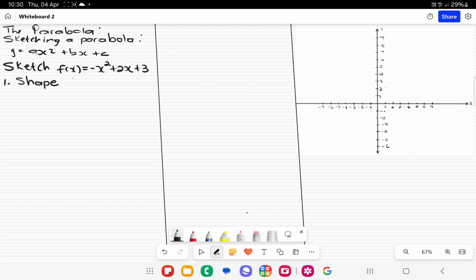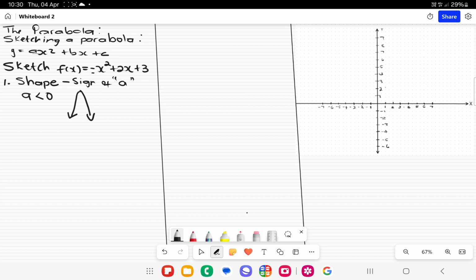How do I determine the shape? I look at the sign of A, the coefficient of x squared. In my case, my A is negative, less than 0. I am expecting a parabola that is frowning.